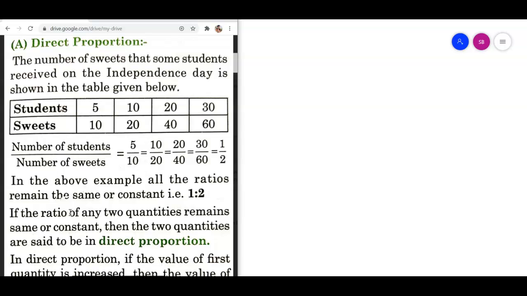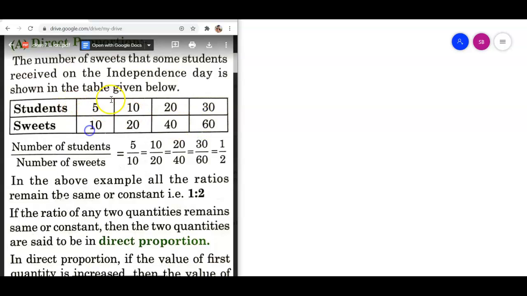The number of sweets that some students received on the Independence Day is shown in the table below. That is, some students have received some sweets on the Independence Day, and this table shows it. You can see this table over here. 5 students received 10 sweets, 10 students received 20 sweets, 20 students 40 sweets, and 30 students 60 sweets.